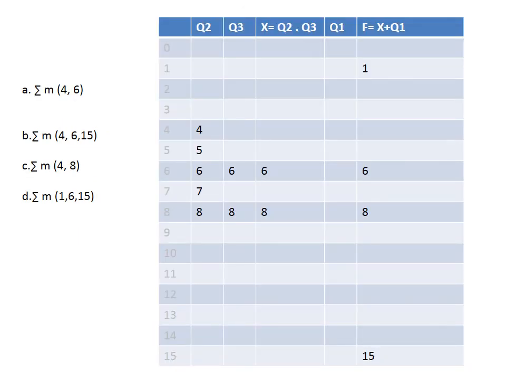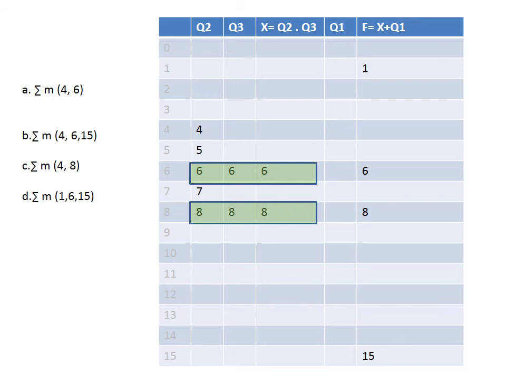So what we have done, we have noted the values of q2 and q3 in the respective columns, and then because x is the intersection of q2 and q3, I can find the value of x, that is 6 and 8. 4, 5, 7 are not in x because q3 is not containing those terms.